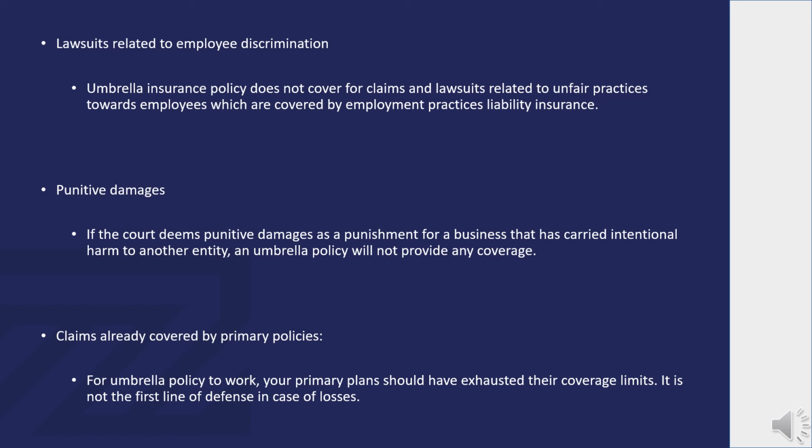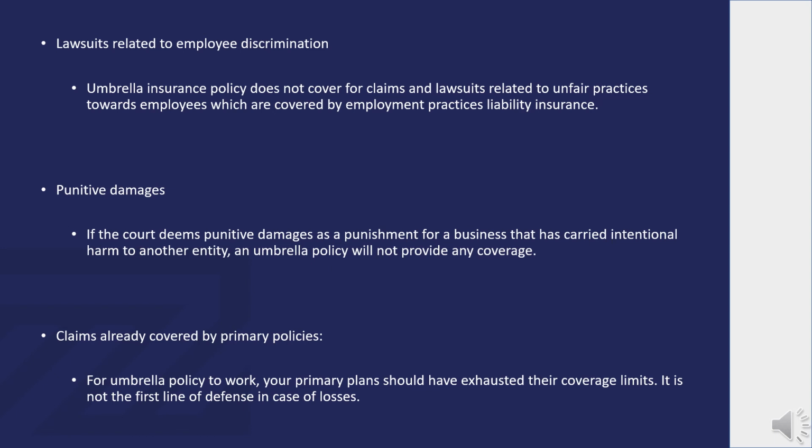If the court deems punitive damages as a punishment for a business that has carried intentional harm to another entity, an umbrella policy will not provide any coverage. According to Britannica, punitive damages should be paid for by the assessed party, unlike compensatory damages that are paid by insurance companies. Number 5, claims already covered by primary policies.